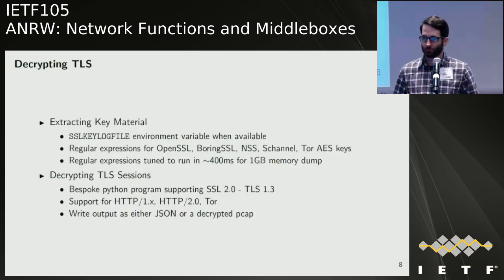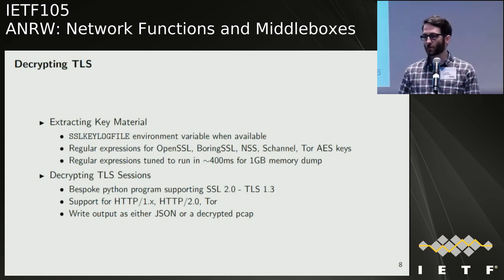So, we took that and we started transitioning it. To extract the key material, we do one of 2 things. For Firefox and Chrome, we just use the SSL keylog file environment variable. Obviously, it's a lot easier. And then as a more general approach, given a memory dump of either a process or a virtual machine, we will use regular expressions to extract those master secrets.